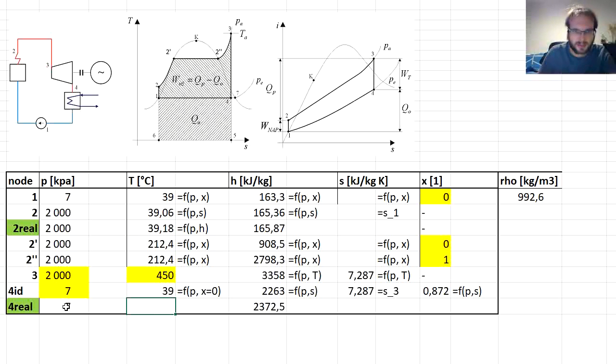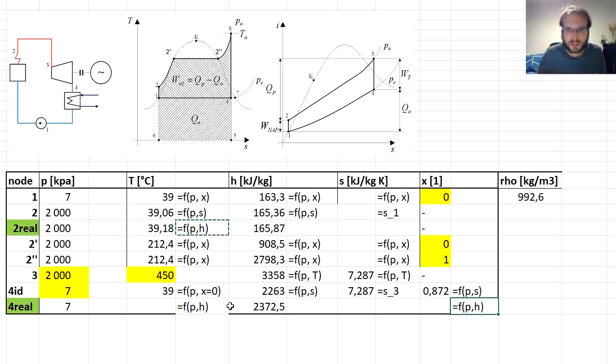Now for the outlet of the turbine, it's at 7 kilopascals. Again, we have the enthalpy. So for obtaining the temperature, it's best always to use the function of pressure and enthalpy. And the same function could also be used, for example, for entropy or for the steam quality.